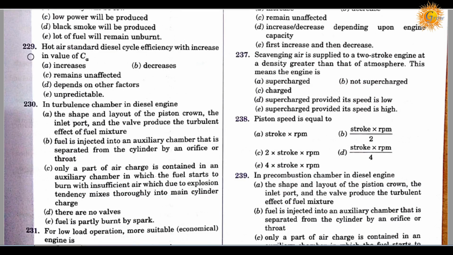Question number 229. Hot air standard diesel cycle efficiency with increase in value of C subscript A: option A, increases; option B, decreases; option C, remain unaffected; option D, depends on the other factors; option E, unpredictable. So the correct answer is B, it will decrease.